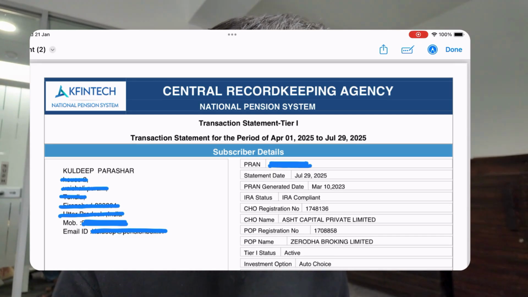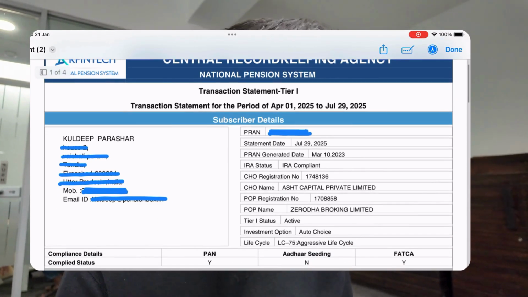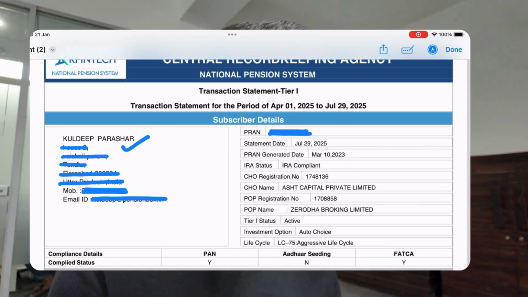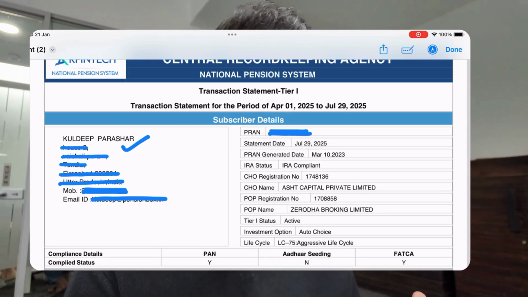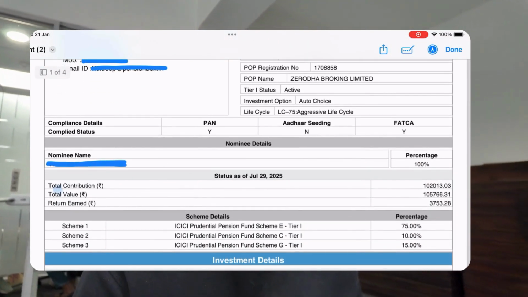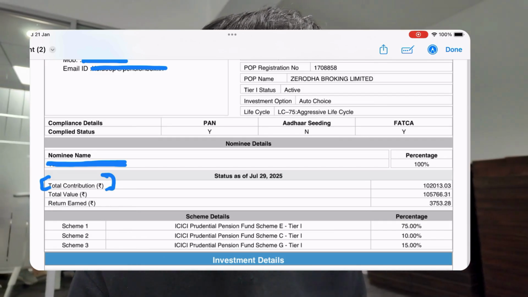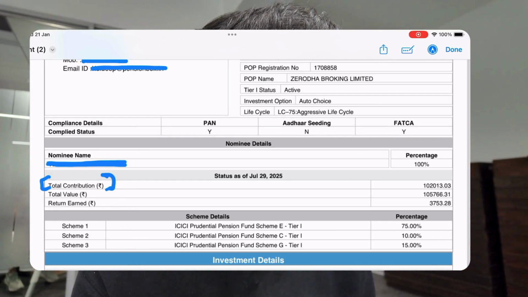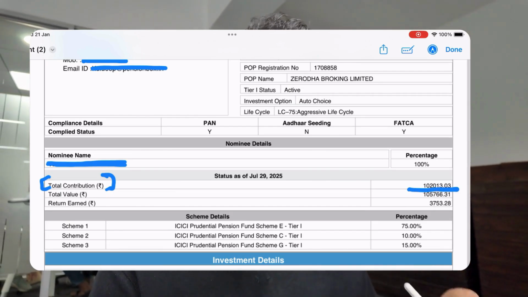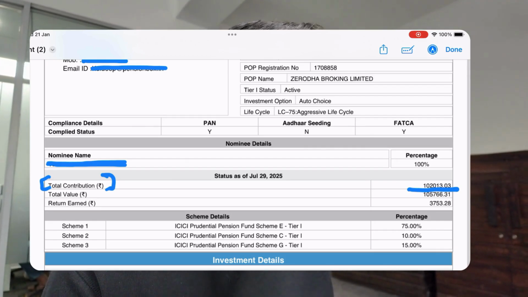So basically in your NPS statement, there is multiple information: your name, your PRAN number, which I've hidden for my own, your statement date, your PRAN generation date. But there are 4 numbers that matter the most, and these are the 4 numbers you should be knowing. The first thing that you should know is the total contribution. This is the amount which is invested by you or your employer.